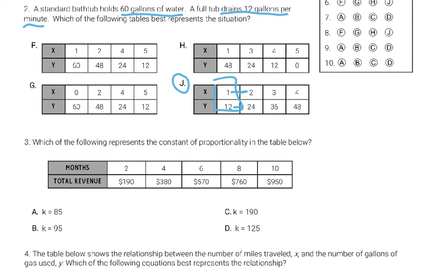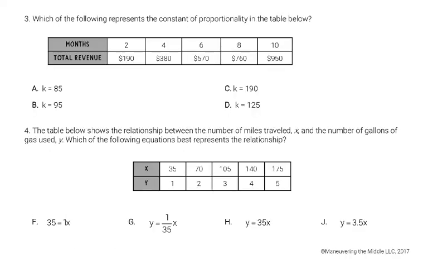a proportional relationship. Number 3 says, which of the following represents the concept of proportionality in the table below? Please try this question on your own. The answer to this question would be 95. I know this because if I divide my y by my x, it equals 95.